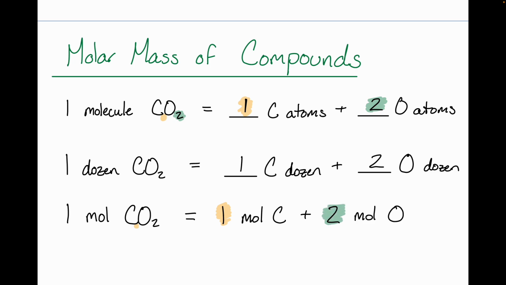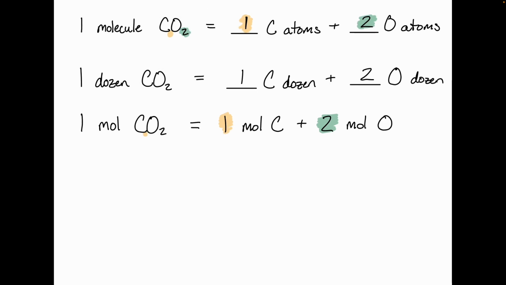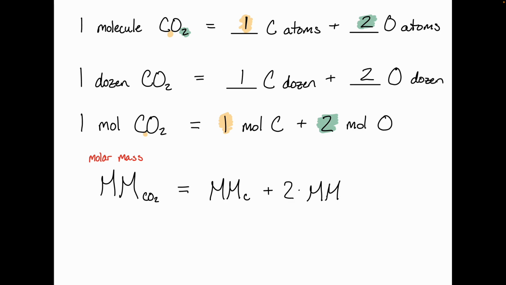Again, I'm just getting these numbers straight from my chemical formula. Okay, so that means that the molar mass of that compound is going to be the molar mass of carbon plus 2 times the molar mass of oxygen, right? I just need to add everything up here. Okay, so the molar mass, what we abbreviate as these big capital M's, of my carbon dioxide is just equal to the molar mass of carbon plus 2 times the molar mass of oxygen. All right, the values straight from the periodic table, which I should probably get.